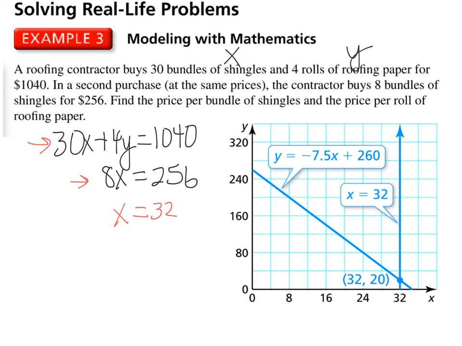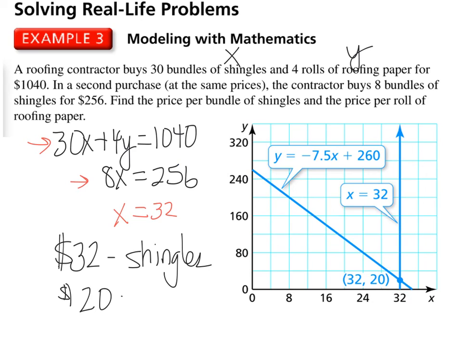The price per bundle of shingles. Well, it was $32 for the bundle of shingles. And it is $20 for y, which is roofing paper. Roofing paper. There we go. And there's my answer.